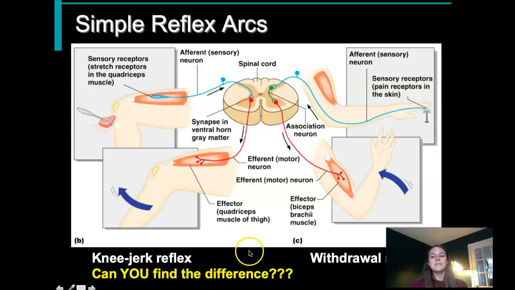And this asks you to find the difference. I just told you the difference is that interneuron, or the association neuron, that sometimes connects the sensory and motor neurons together, and sometimes is not there. Okay, but the big thing with the reflex is it skips the brain.